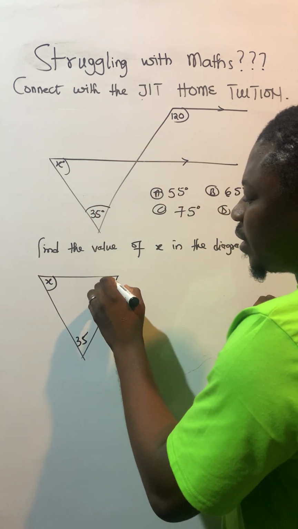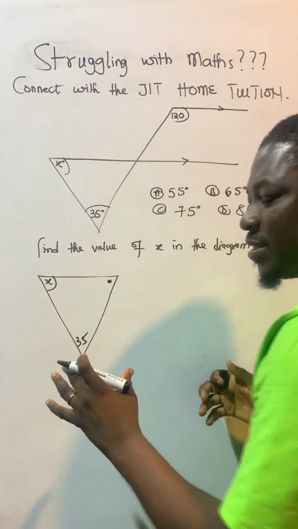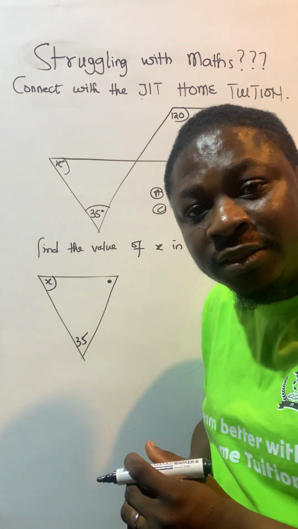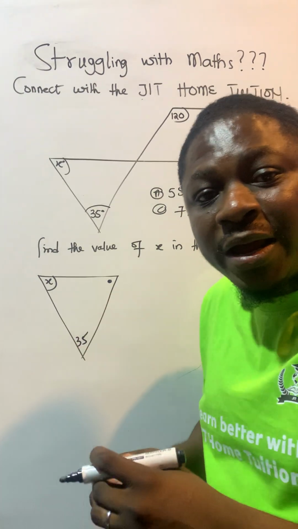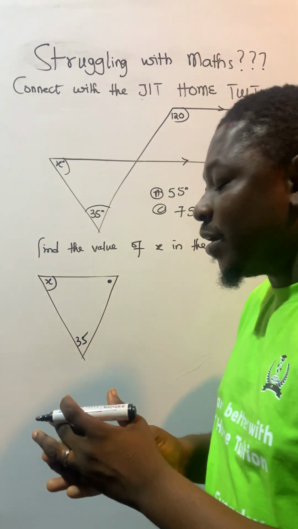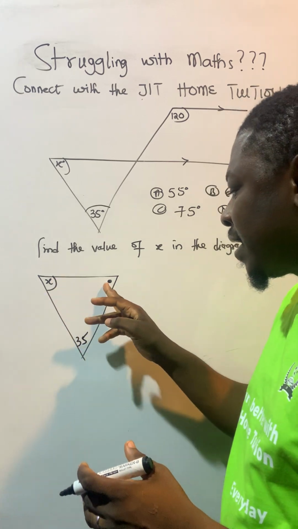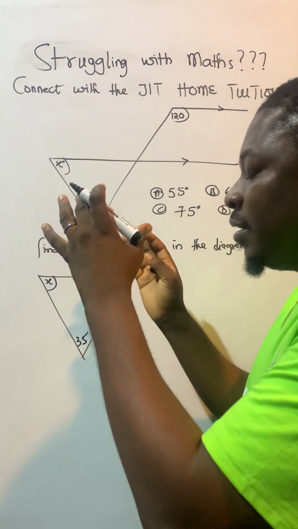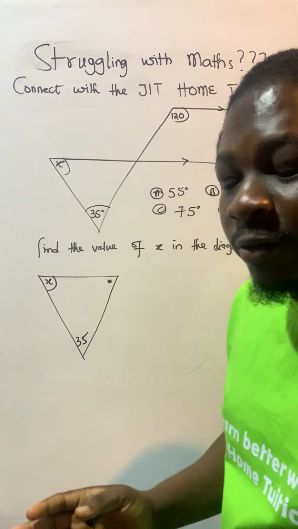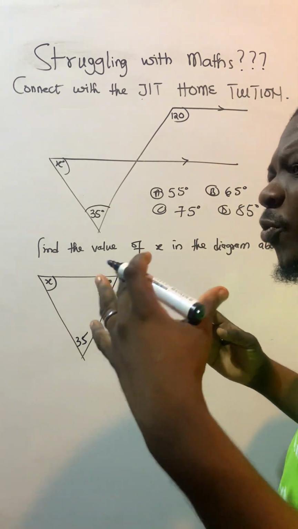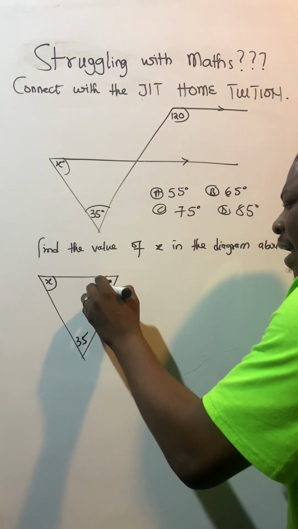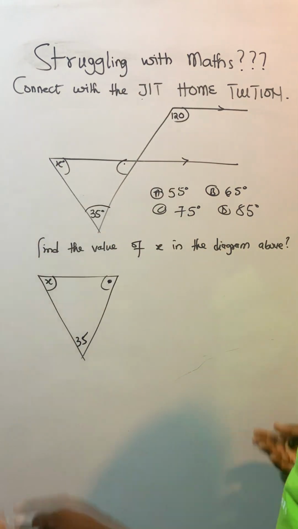Meaning that if you're able to get the angle at this side, you just use the sum of angles in a triangle to find the value of x. That is x plus the angle here plus the angle here equals 180. Then you find your x. Now, the whole focus is for us to get the angle at this side. How do we get it?